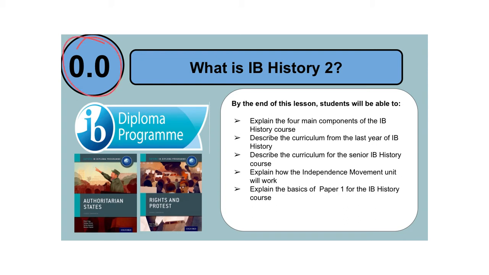So, first of all, I want you to notice up here in the upper left-hand corner these two numbers, 0.0. What this means is that this is the 0 unit, because this unit is nothing but the 0 unit or the introductory unit. And this is the 0 lesson or the introduction lesson. The introduction lesson is entitled, What is IB History 2? And what we're going to talk about is what exactly your course is specifically to this year of IB History 2.